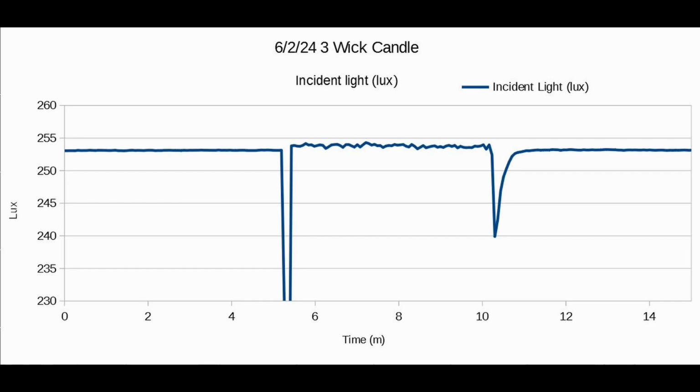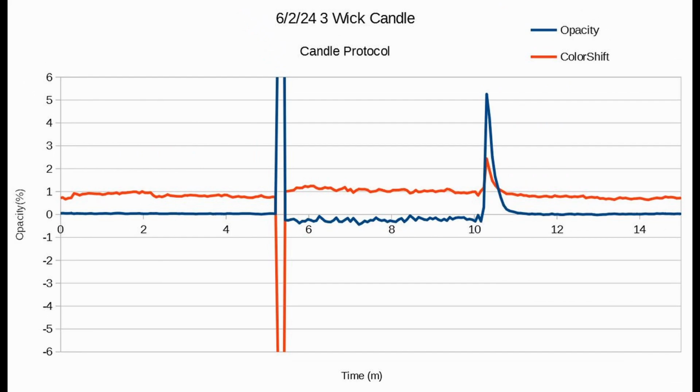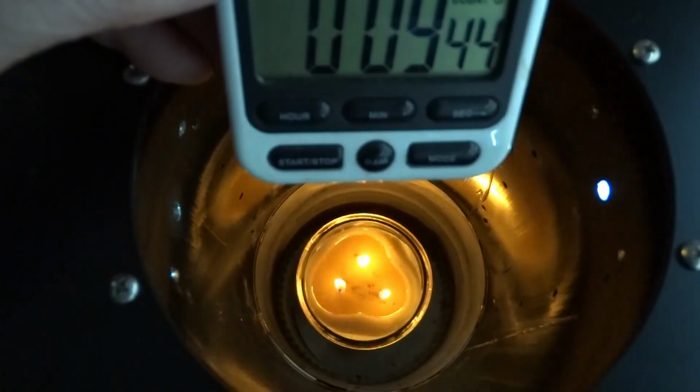Incident light in lux is the sensor most important for opacity reading, and it shows a very similar response to the clear diode because it's based on the clear diode signal. The opacity and color shift information is very subtle. However, there's a clear change in signal after 5 minutes, and clear smoke emissions at 10 minutes.